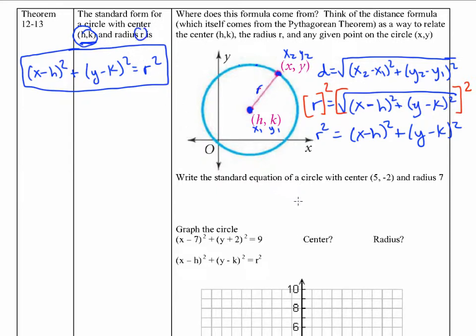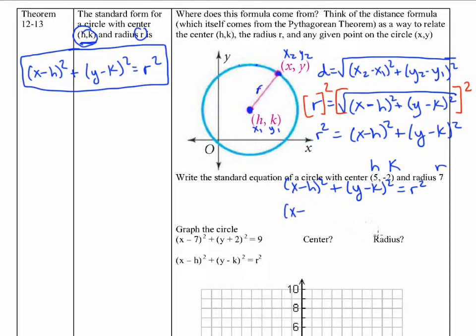All right, so let's use the standard form. Write the standard equation of a circle with center 5, negative 2, and a radius of 7. So the center, remember, this is your h, this is your k, and this is your r. Let's go ahead and write out the standard form again: x minus h squared plus y minus k squared equals r squared. And then we just plug in.